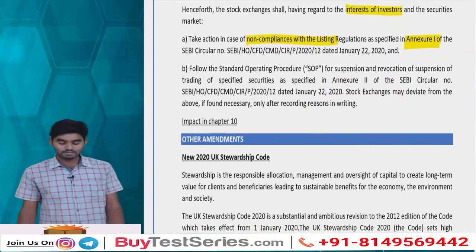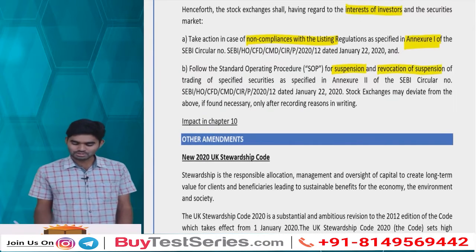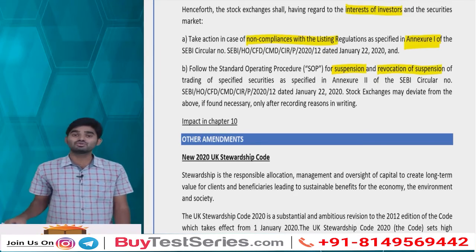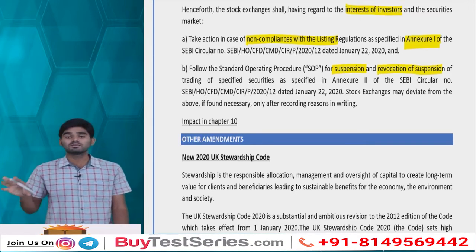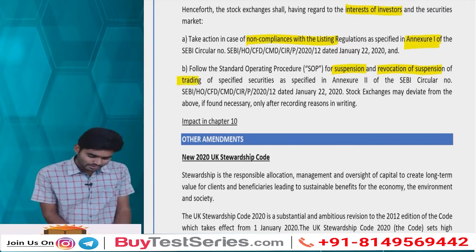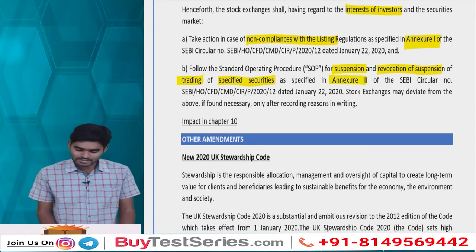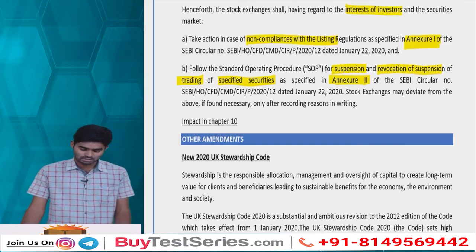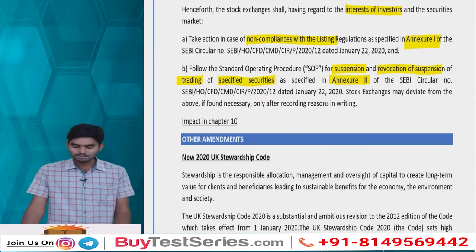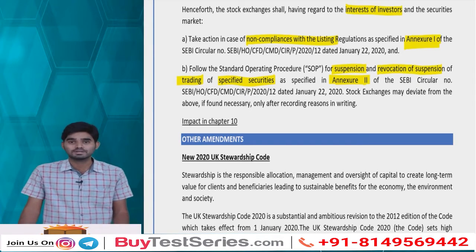Following the standard operating procedure, SOP for suspension and revocation of suspension, it may suspend, where it may give directions to you to comply with that. If you comply, then they may revoke the suspension. Revocation of suspension of what? Trading of specified securities as specified in Annexure 2 of the SEBI circular number so and so dated January 22, 2020. Stock exchange may deviate from the above if found necessary only after recording the reasons in writing.